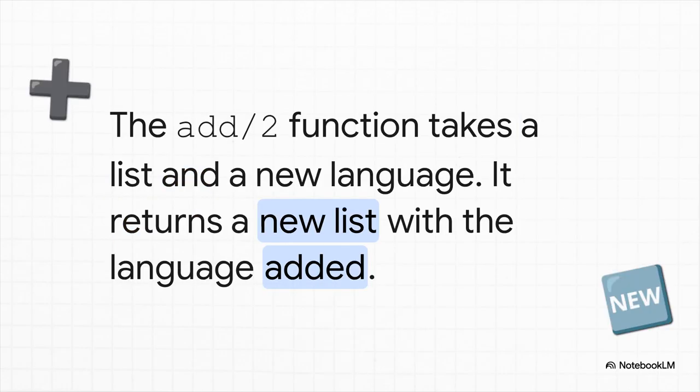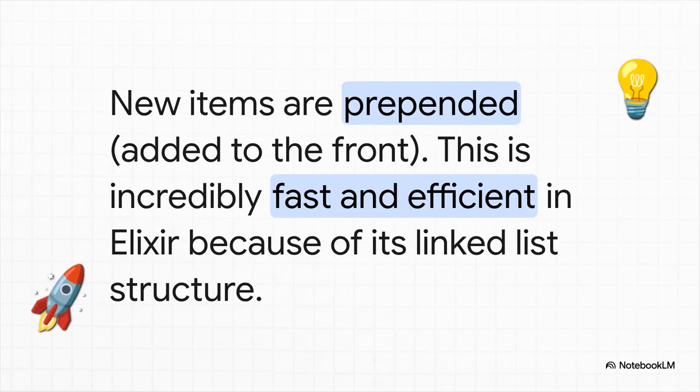All right, time to add our next tool to the box, add/2, and yeah, you can probably guess what that /2 means now. It takes 2 arguments. In this case, it's the list we're working on and the item we want to add. So we feed it our empty list and the string closure, and what comes out? A new list with our very first language inside. Simple.